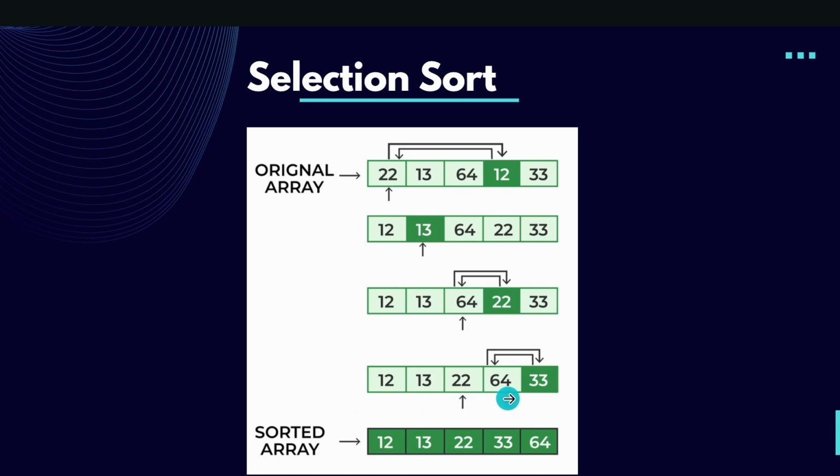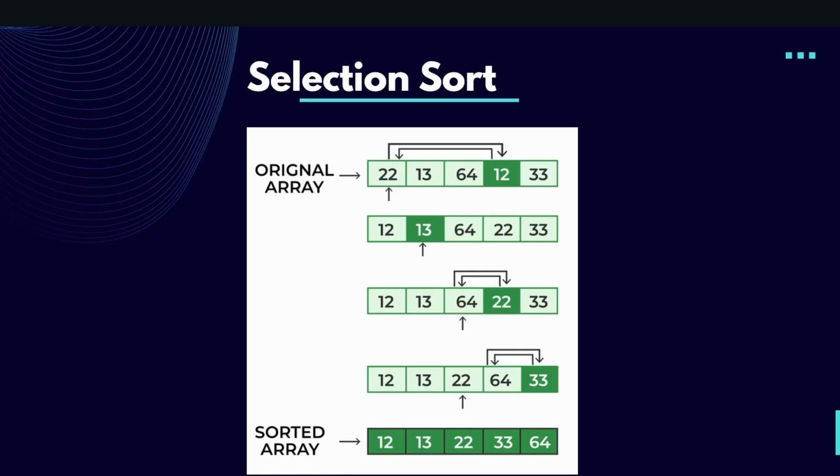In this remaining 64, 33, what is the smallest element? That is 33. So swap this 33 with the element after 22. Then the whole thing will give you the sorted array. So I hope this makes sense as selection sort. Now what is the importance of this selection sort, as this is also order of n square?